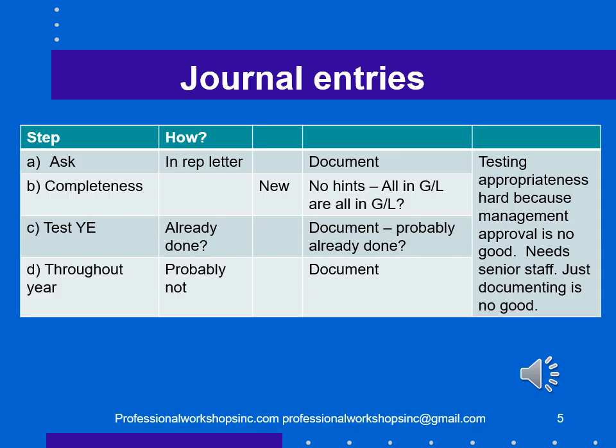So it really needs a senior staff person to look at the journal entry, and determining appropriateness is going to be different for every journal entry. So picking 12 or 20 journal entries from throughout the year and seeing they're approved by management still doesn't do any good, never did any good before, and probably was a waste of time in a smaller audit because we probably didn't need to do it.